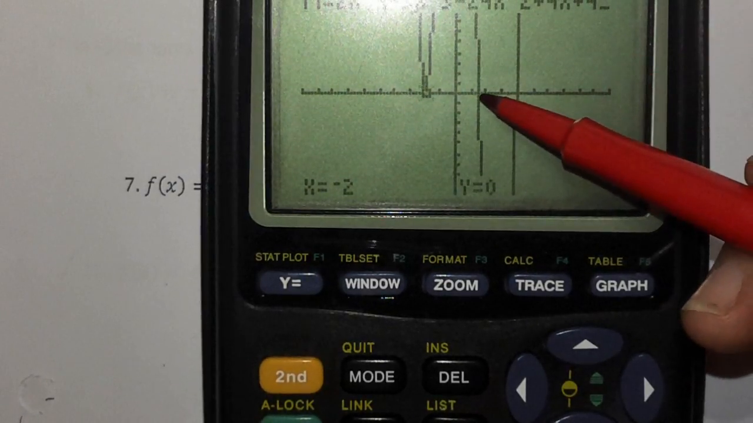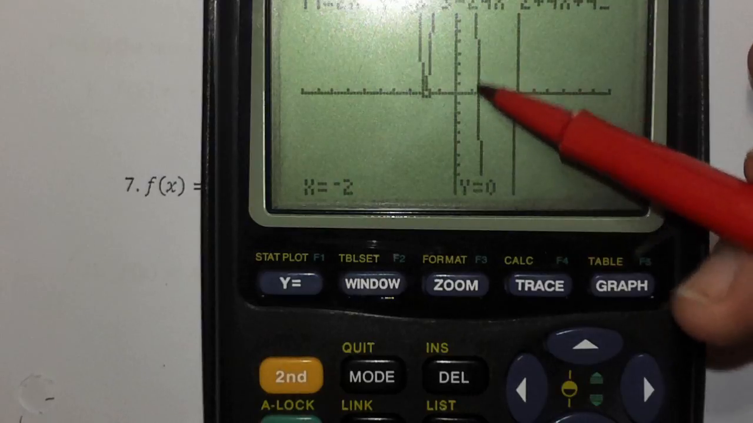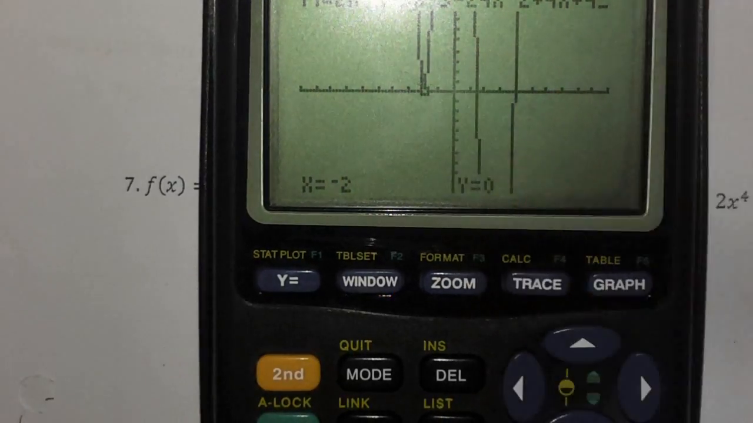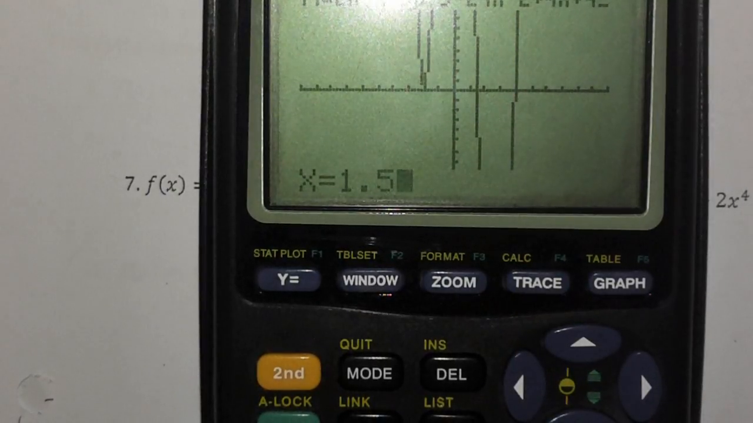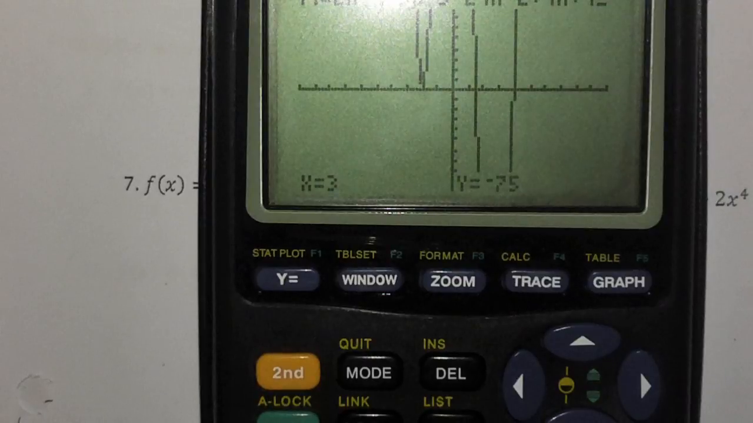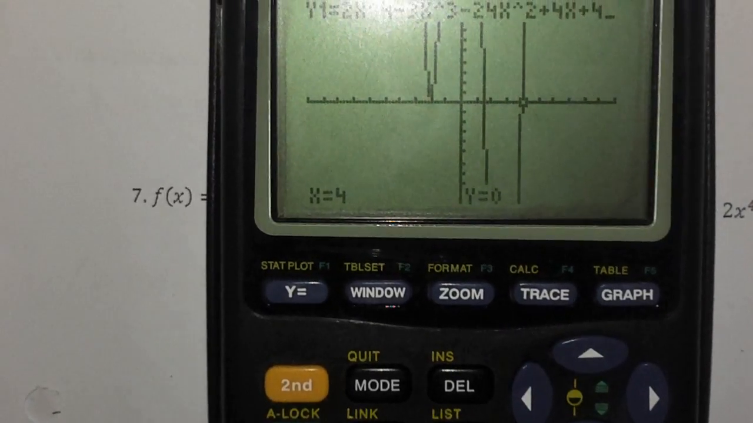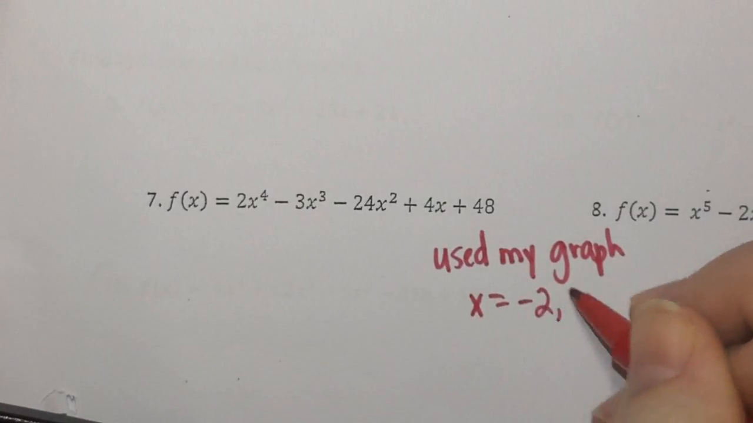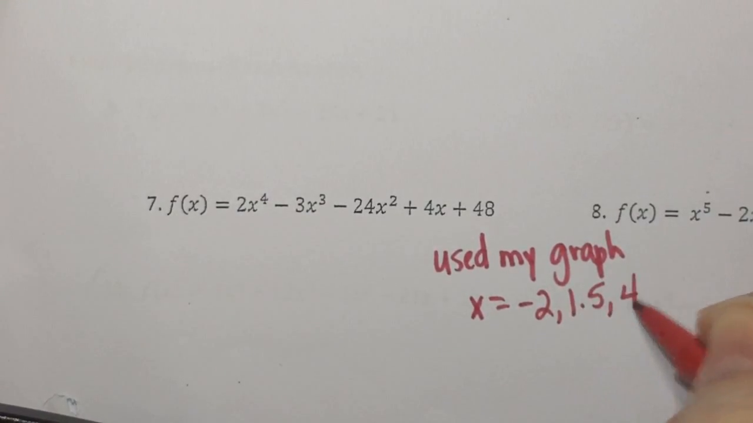Okay, what's one of the other ones we think? You think this one is what? Yeah, so let's see. Trace, 1.5. Yep, you're right. And then where do we think that last one is? 3? Nope. Trace 4. Oh, she's right. So we've got negative 2, 1.5, and 4. Again, we confirmed them all with trace. So I've got negative 2, 1.5, and 4.